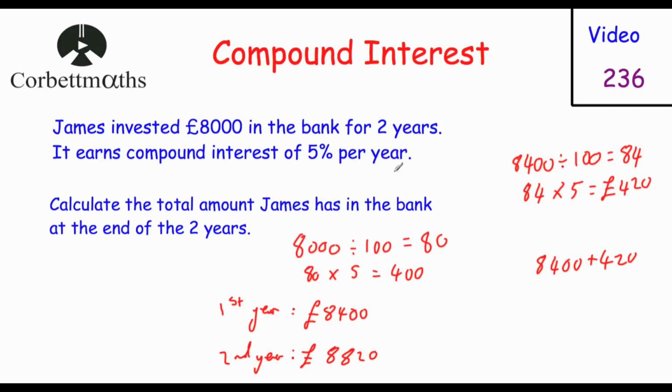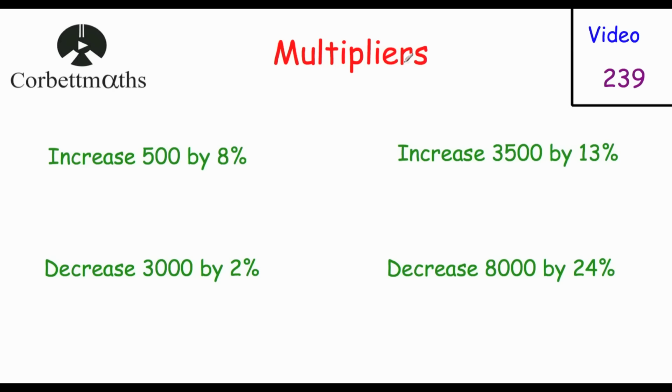So that's one approach, and that's quite a useful approach for a small number of years, maybe 2 years. But as we go into 3 years, 4 years, 5 years, it can get quite time consuming to do it that way. So there's a quicker way to do that. And to do that, I'm going to show you another topic called multipliers and then come back to compound interest. So we're going to look at multipliers, which is video 239 in Corbettmaths.